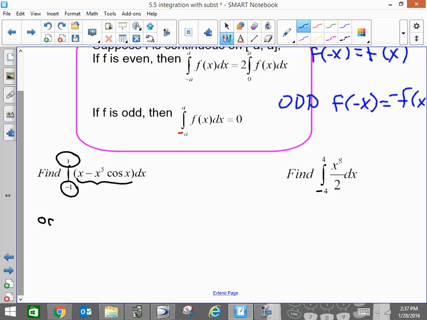So how do we check if it's odd or even again? Plug in. Okay. -x minus, what's -x to the 5th? Okay, so that'll make that x to the 5th, right? And what's cosine of -x? It's the same as cosine of x. Good job. Okay. Is that the opposite of? No. Wait. Oh, because yes. That's f of -x, which is -f of x, is it not? Okay, so it's odd. So tell me what this integration equals.